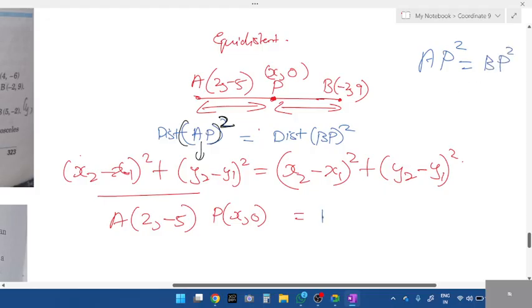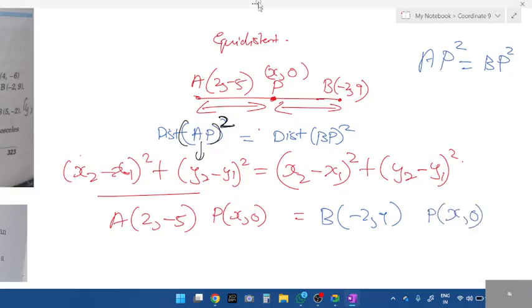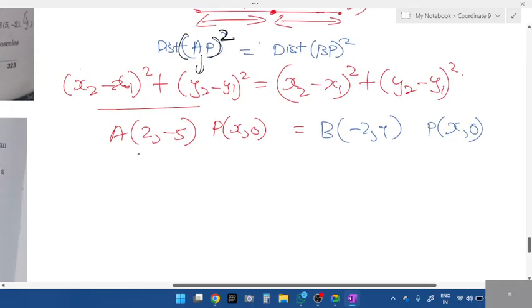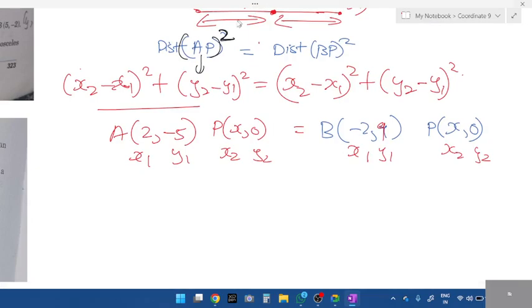Okay, tell me what is B value? I have taken BP. So what is B value? Minus 2 comma 9. And what is P value? X comma 0. Imagine these two are separate, two different questions. This is how we have to solve. Take this as x1, y1, x2, y2. Let us substitute in the formula.